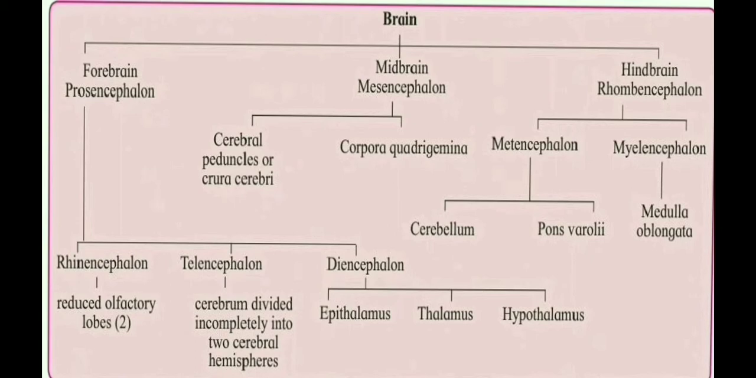Third part, that is hindbrain. It consists of two parts, that is metencephalon and myelencephalon. Metencephalon consists of two parts, that is cerebellum and pons varolii, and myelencephalon consists of one part, that is medulla oblongata. So in short, hindbrain consists of three parts, that is cerebellum, pons varolii and medulla oblongata.